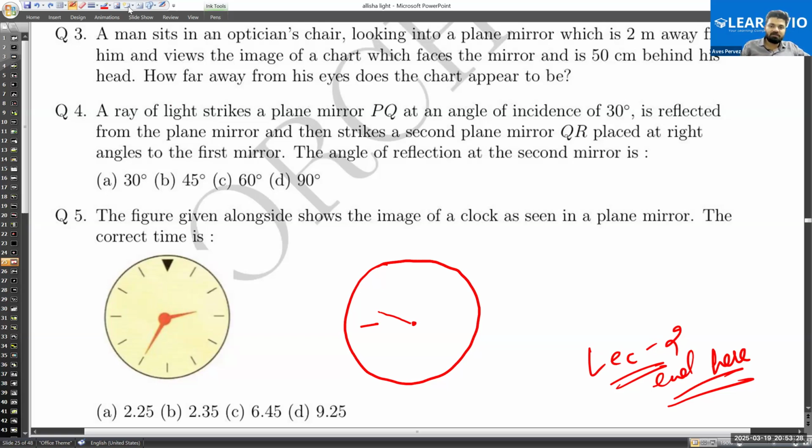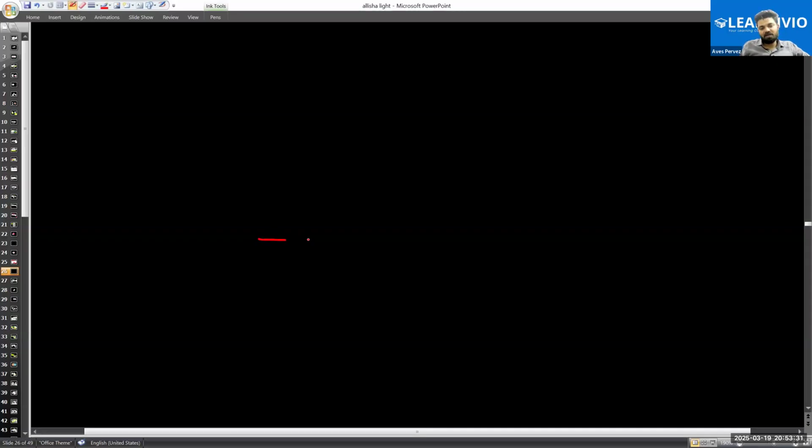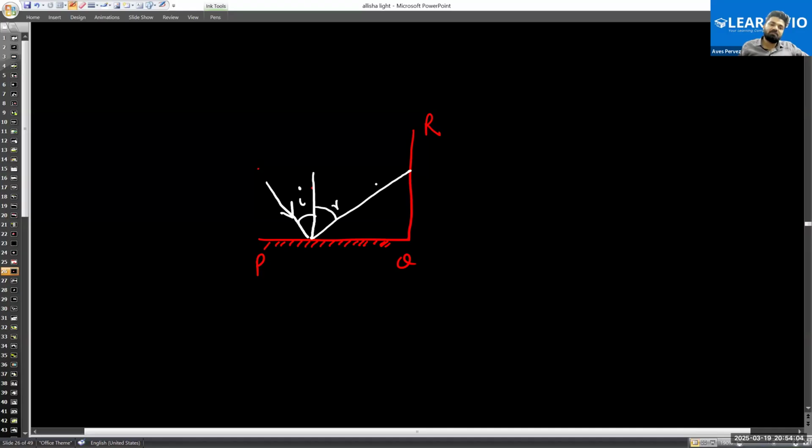So let's check it. For example, this is the mirror and this is another mirror, PQ and QR. If a ray, this is the normal line, and the ray is incident like this way. Got it? Yes, sir. This is the angle of incidence. So it will be the angle of reflection. Got it? Yes, sir.